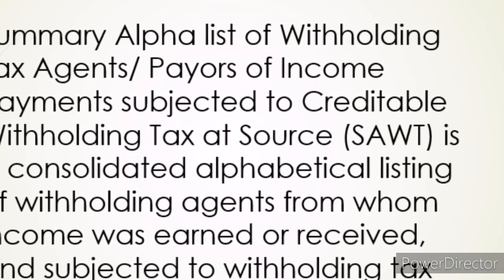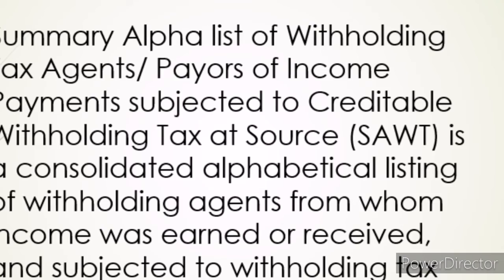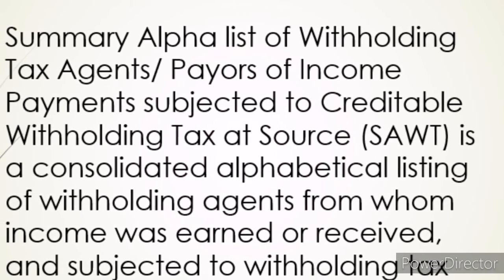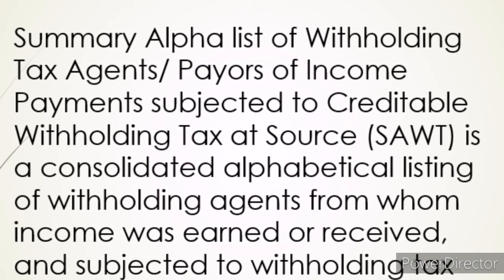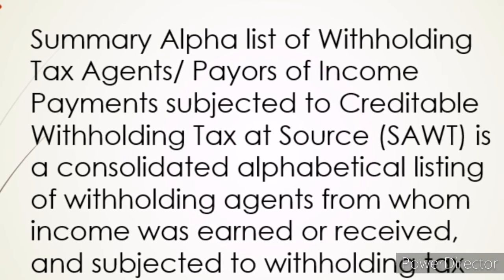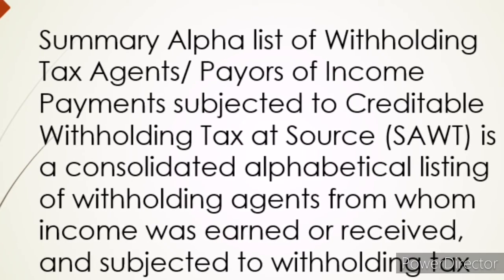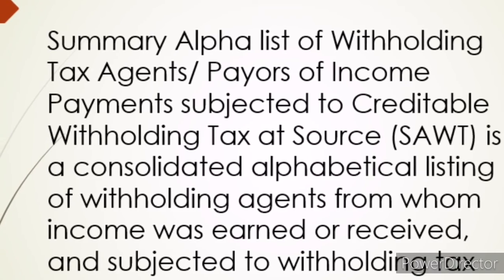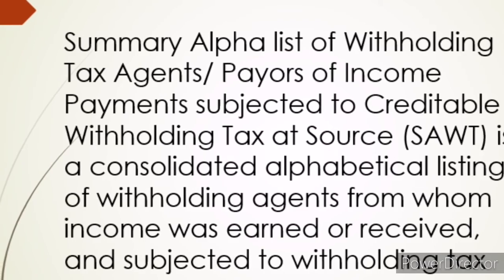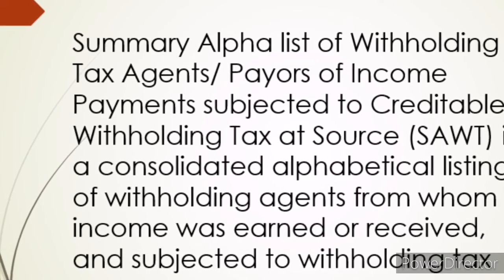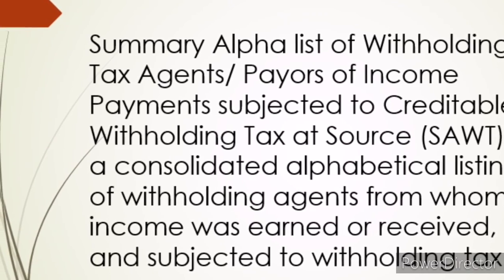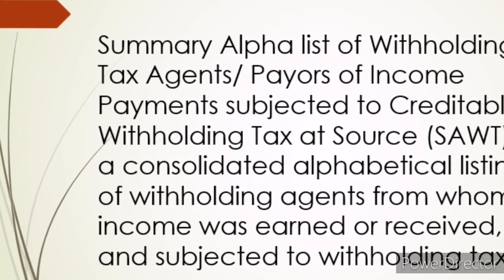Summary Alphalist of Withholding Taxes. Withholding agents are payors of income payments subjected to creditable withholding tax at source. SAWT is a consolidated alphabetical listing of withholding agents from whom income was earned or received and subjected to withholding tax. SAWT means Summary Alphalist of Withholding Taxes. For example, when the payee files a quarterly and annual income tax return, it attaches the Summary Alphalist of Withholding Taxes.